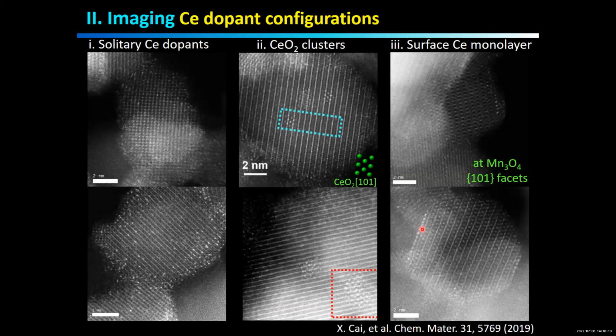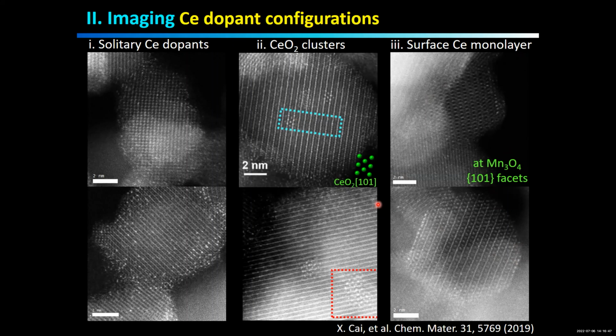So we first perform the high resolution imaging to detect the presence of the cerium dopants. As shown in this ADF STEM image, the cerium dopant can exist in terms of individual dopants or nanoclusters embedded in the manganese oxide lattice. They can also segregate at the 101 phases as monolayer cerium oxide. So this ADF STEM image seems to be effective in detecting all the dopants.